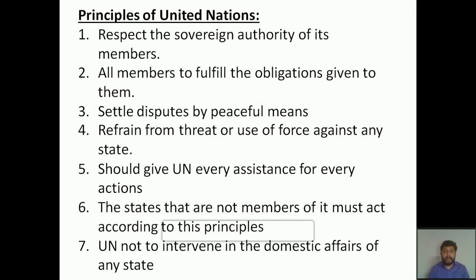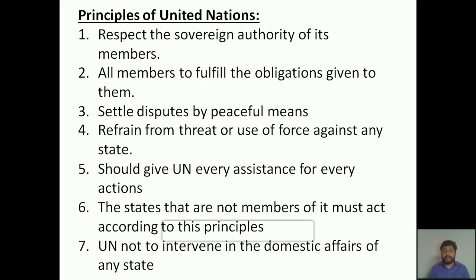And finally, UN not to intervene in the domestic affairs of any state. They won't get involved in any internal problems of a country. They may criticize, but they may not involve in any of the cases. UN not to intervene in the domestic affairs of any state. So these are the different principles followed by United Nations.